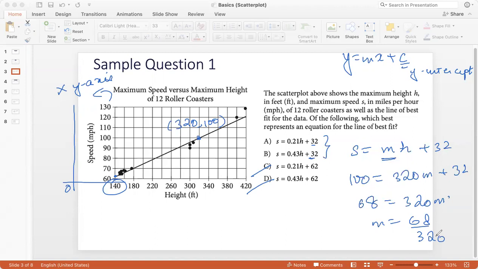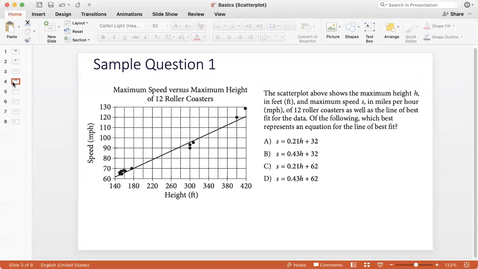And if I plug 68 by 320 on my calculator, 68 divided by 320, I get 0.21. And since the option with 0.21 slope is option A, that becomes my right answer.